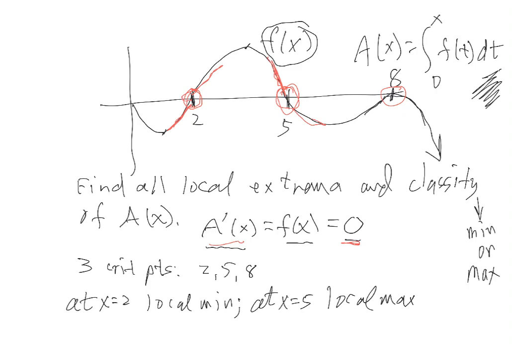And we have one more critical point. At 8, the derivative comes up and kisses 0 and turns around. But now the derivative does not change signs. So it's negative to the left and negative to the right. So even though it's a critical point, there is no local extreme value. So none at x equals 8.